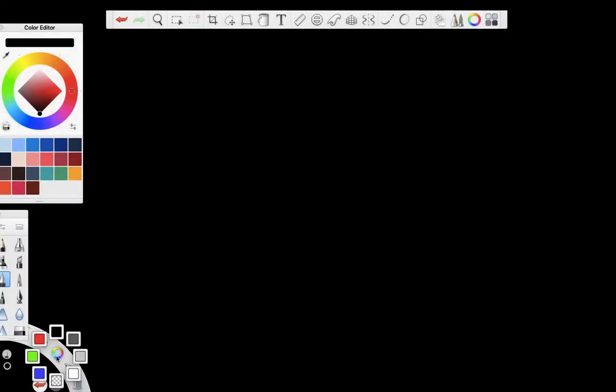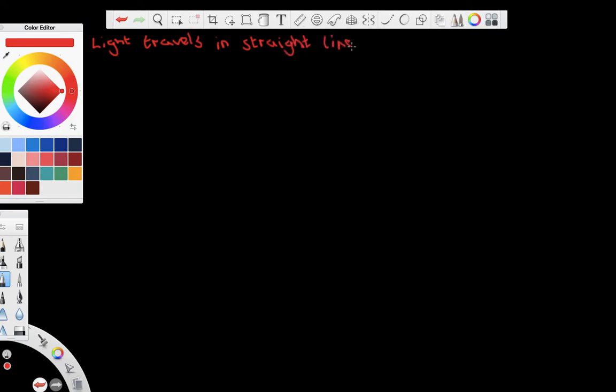So first things first, and we need to keep this in mind throughout this lesson, okay? So I'm going to put it in red because it's really important. Light travels in straight lines. Always keep this in mind, okay? Light does not travel in a straight line. It only travels in straight lines unless something happens to it.